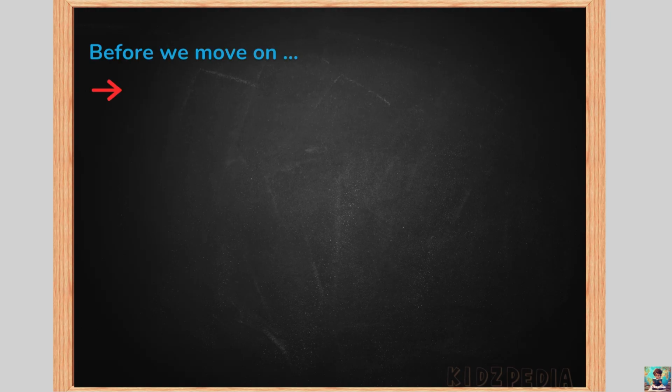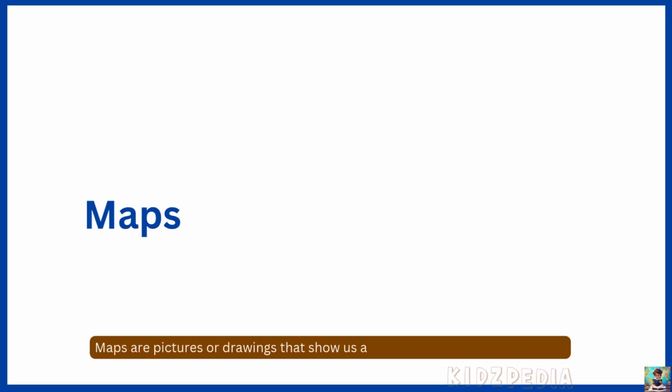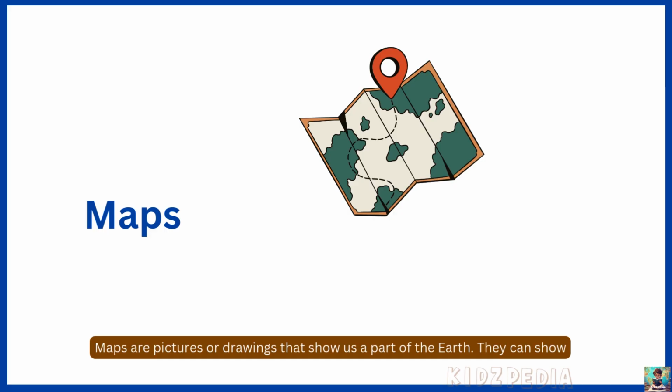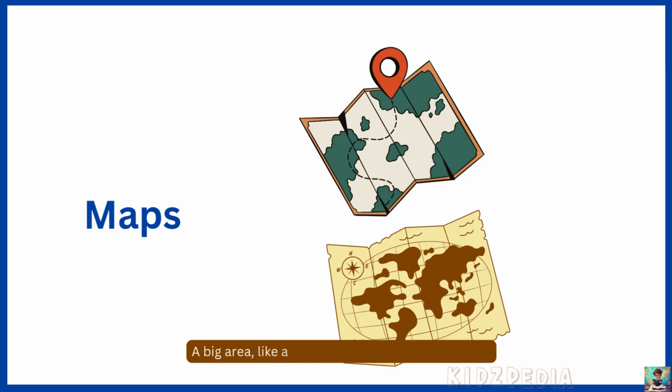Before we move on, maps are a very useful tool to represent an area of the earth, whether small or large. The main components of maps are distance, direction, and symbols. So what are maps? Maps are pictures or drawings that show us a part of the earth. They can show a small area like your neighborhood, a big area like a whole country, or even the world.